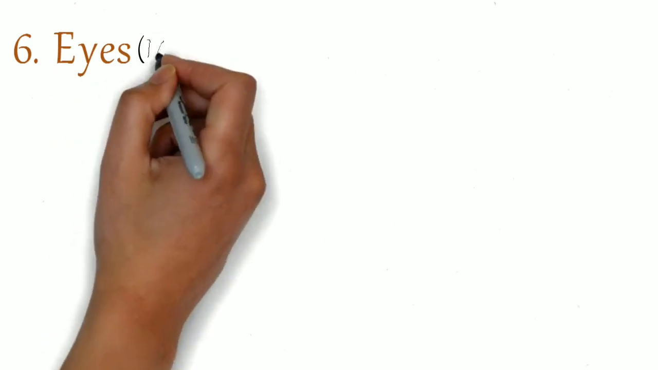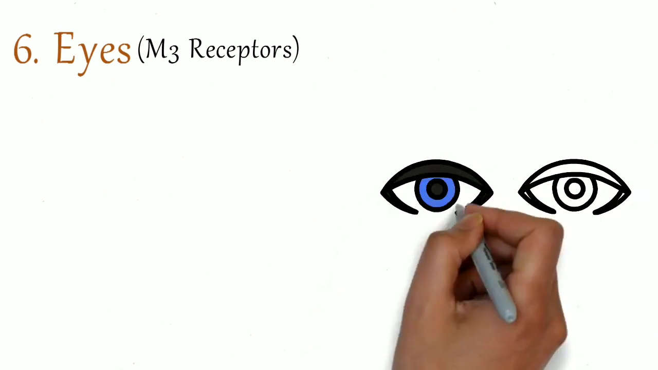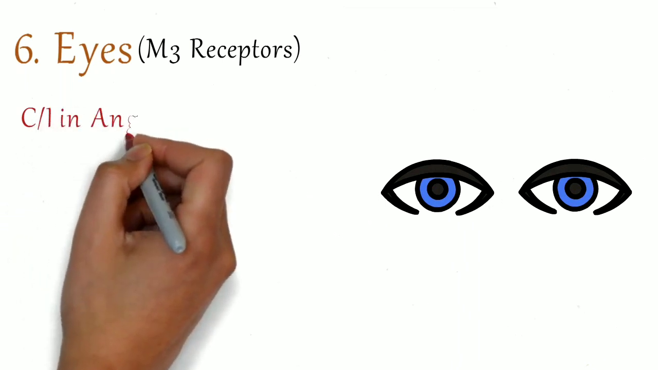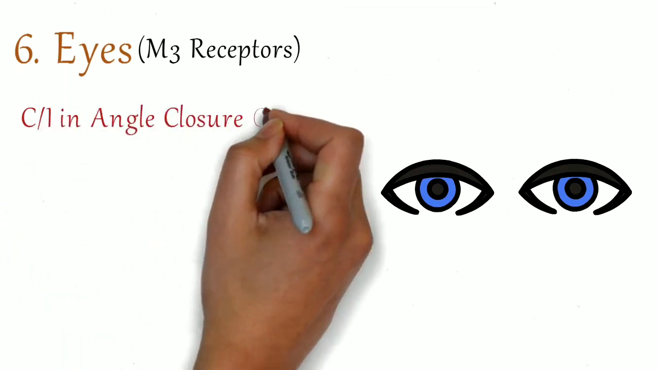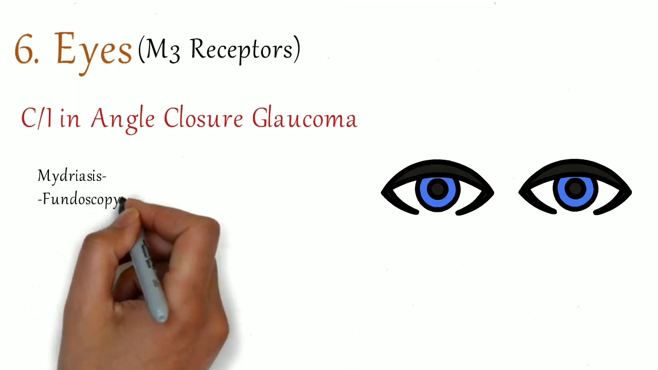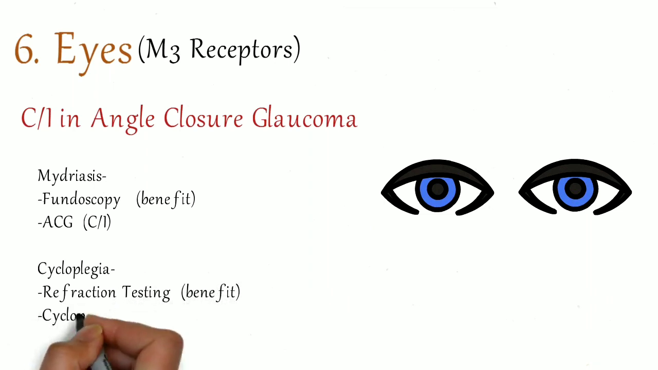The sixth one is the eyes. In our eyes, M3 receptors are present, and M3 receptors cause miosis. If we block M3 receptors, it will cause mydriasis in the eyes. And mydriasis is contraindicated in angle closure glaucoma, a pathology of the eye. So there will be two effects of M3 blocking, mydriasis and cycloplegia. Mydriasis is beneficial in fundoscopy. Fundoscopy is a retinal examination, and it is contraindicated in angle closure glaucoma.